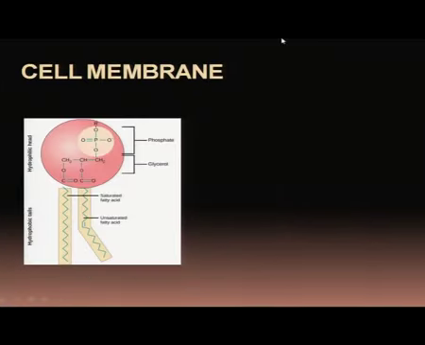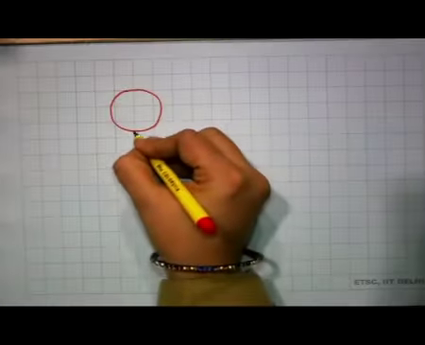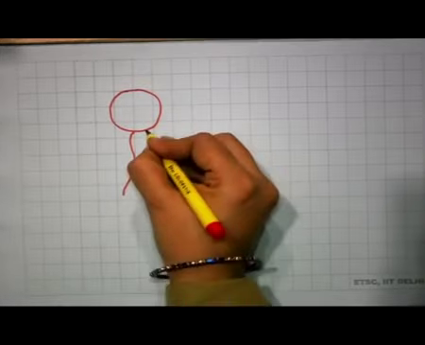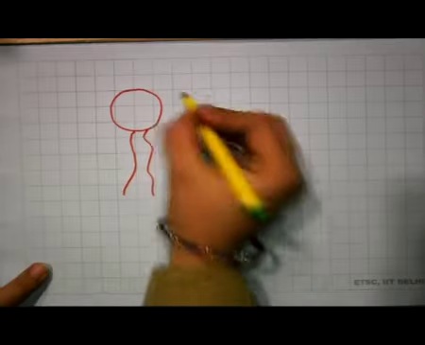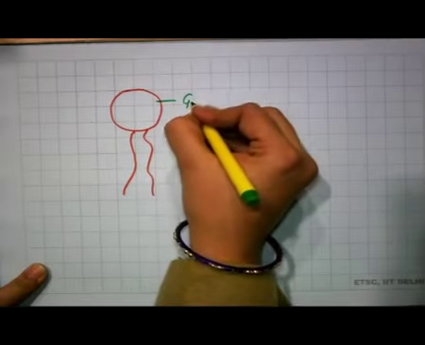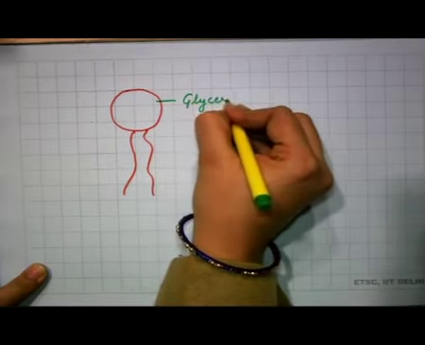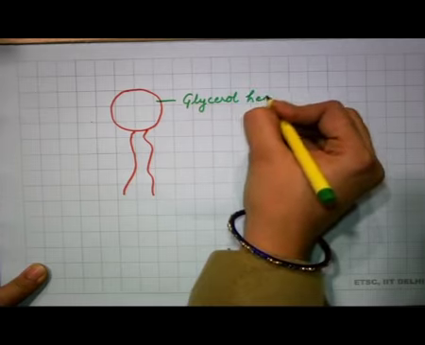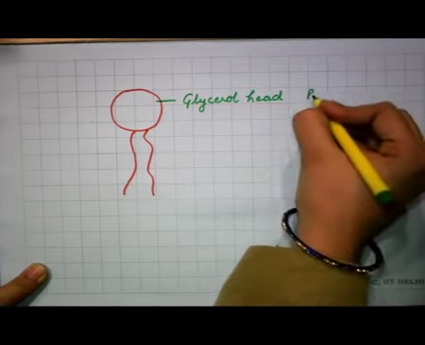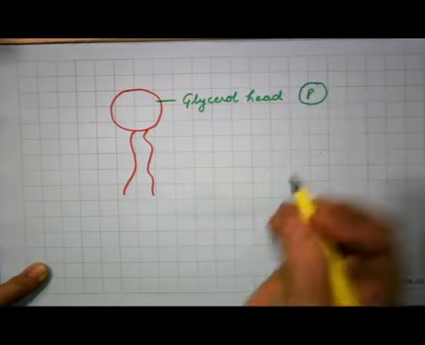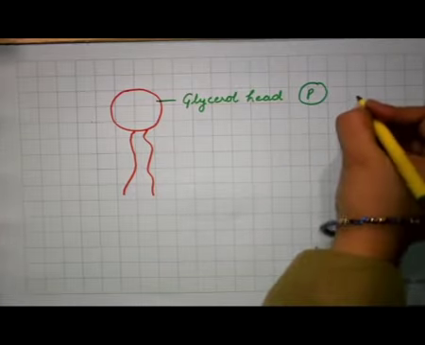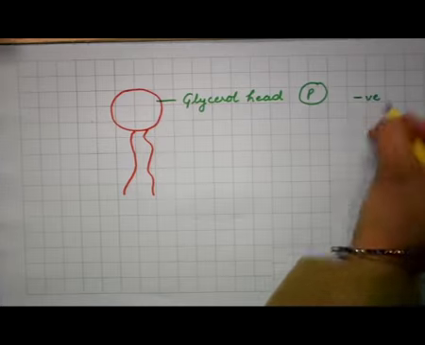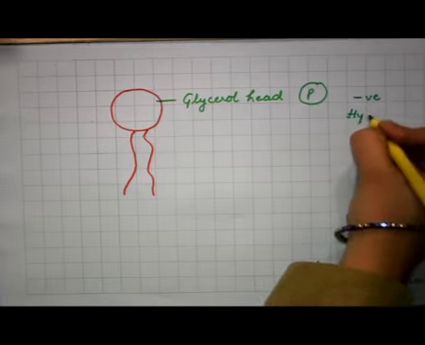A cartoon of a lipid molecule is drawn somewhat like this. So, this is the glycerol head along with the phosphate group. This phosphate group present here makes it negatively charged and hydrophilic.